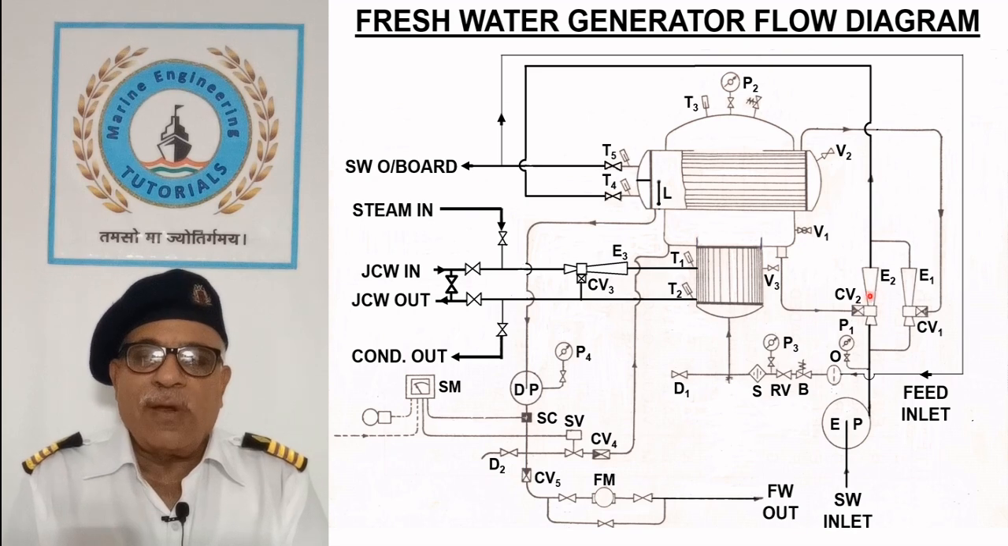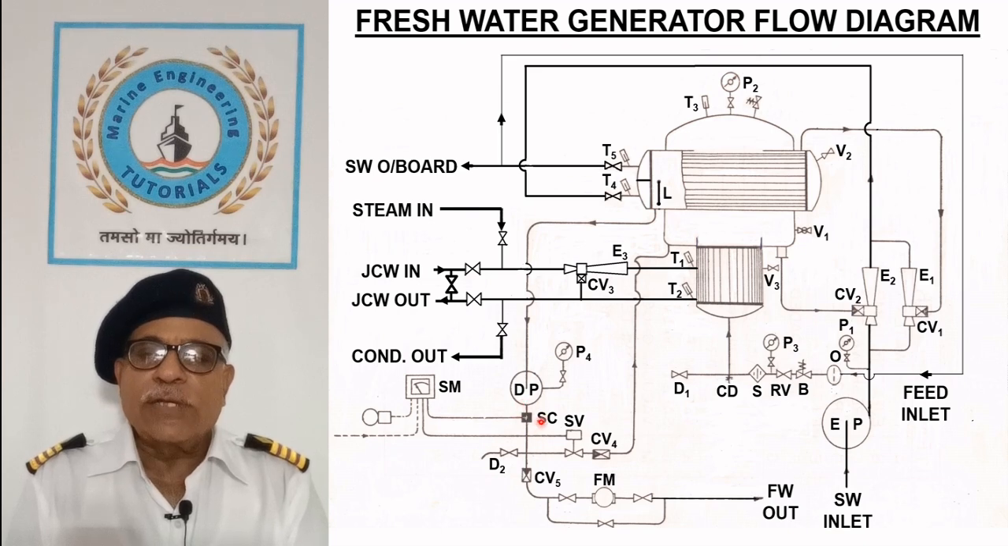When the condensate level is visible in the condenser shell, the distillate pump DP is started, whose pressure can be monitored from the pressure gauge P4, and the level is regulated manually. The condensate passes through the salinity cell SC, whose salinity is displayed by the salinometer SM.